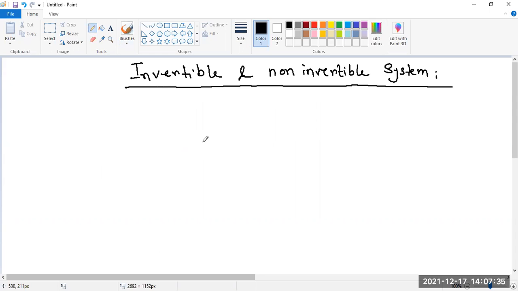Invertible and non-invertible system. Say this is x of t for this continuous system. Actually in your syllabus there is a continuous system, but this is applicable for both continuous and discrete. So if the input is x of t, then the output is y of t. This system would be invertible if we go for a reverse action or inverse action, then we again achieve the input.